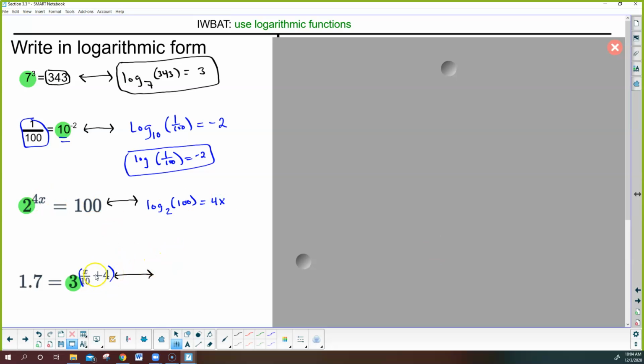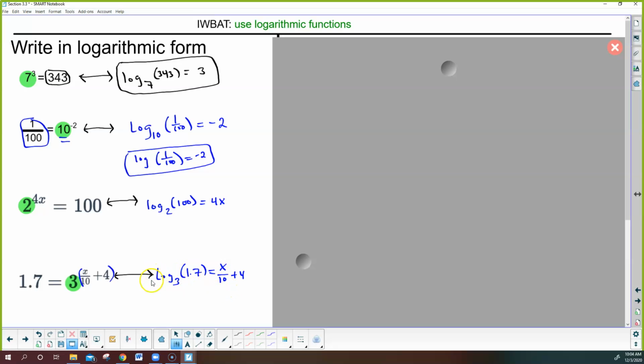Okay, and then for this one, it doesn't matter what the exponent is. If it's kind of crazy like this, it's still the same format, right? The log of the base, 3, of the answer has to equal the exponent.